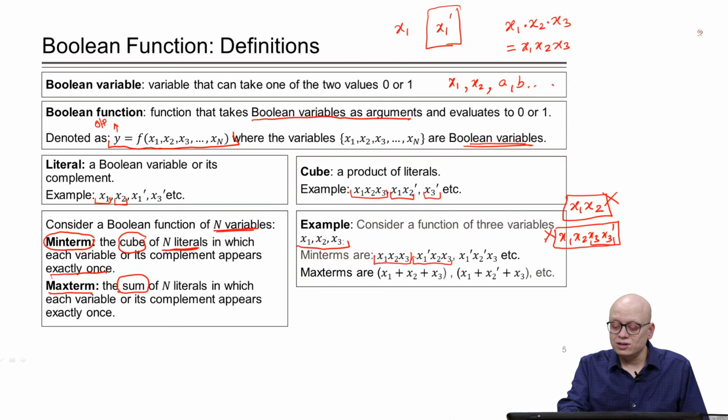Similarly, maxterms are, for example, x1 plus x2 plus x3, because all the variables are appearing exactly once. x1 plus x2 dash plus x3 is another maxterm.